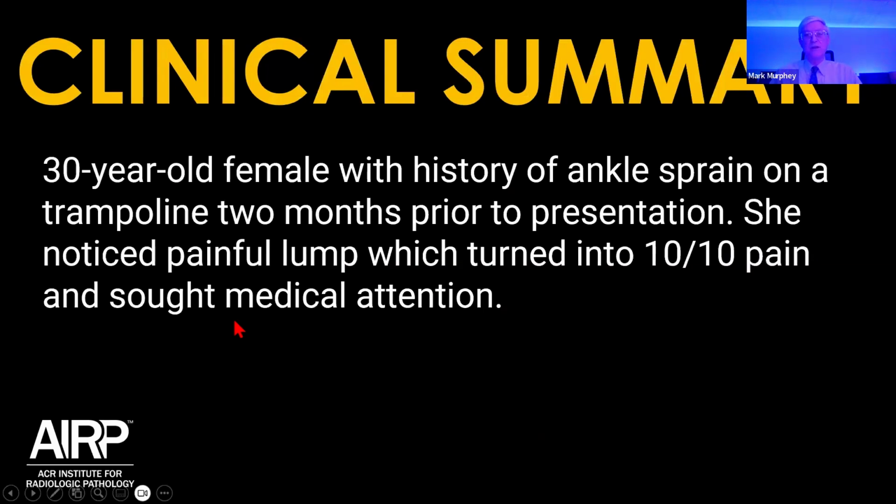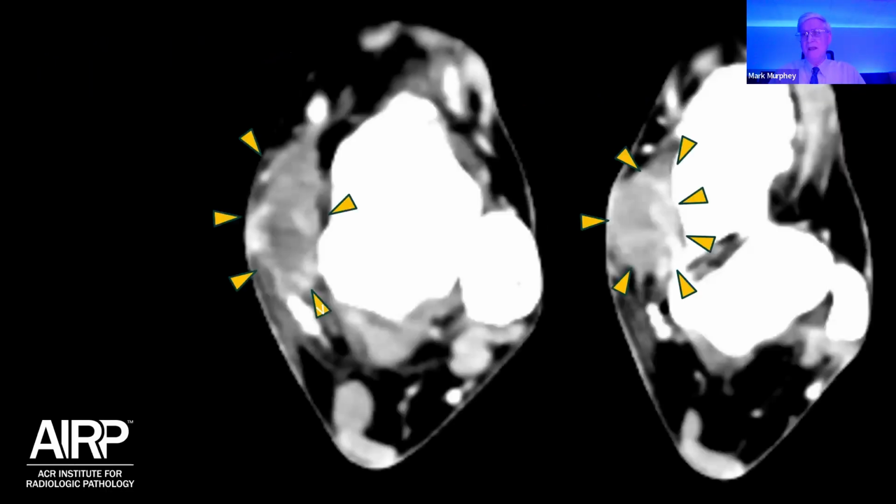So this is a 30-year-old female with a history of ankle sprain from a previous injury, and then noticed a lump which got progressively larger. If we look at the couple CT examinations, we can see a soft tissue mass medial to the ankle, and we can see it's kind of surrounding the medial tendon there, or the posterior tibialis tendon.